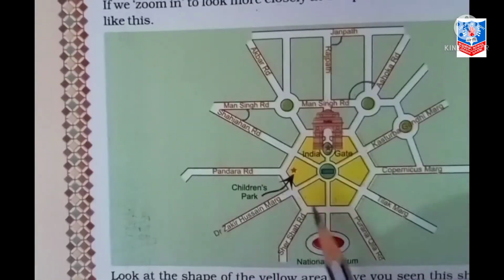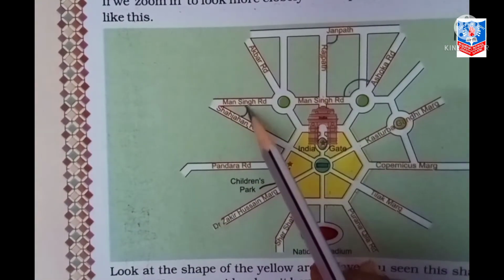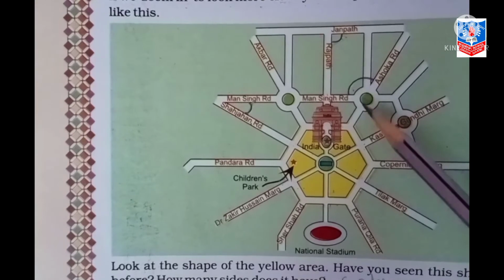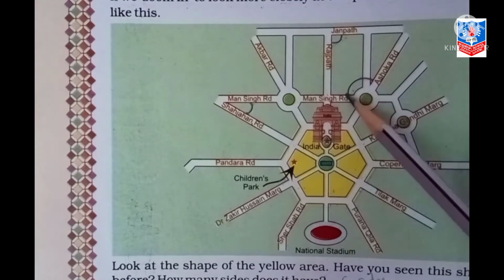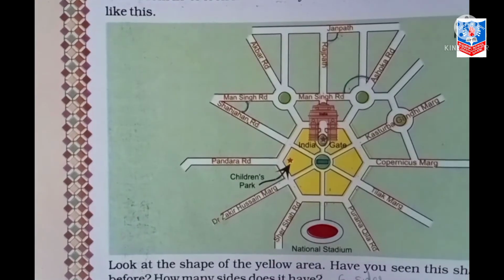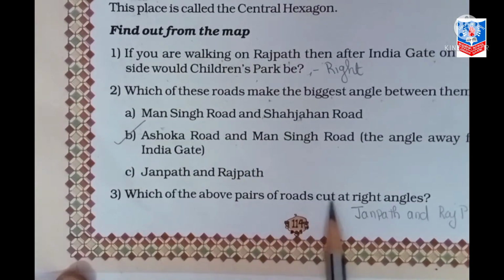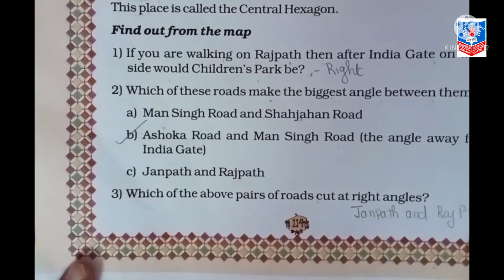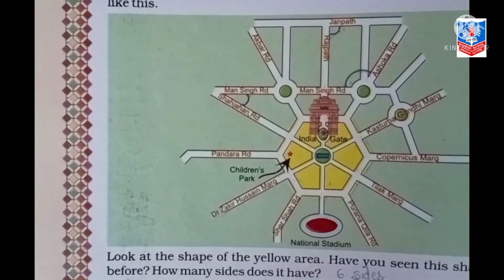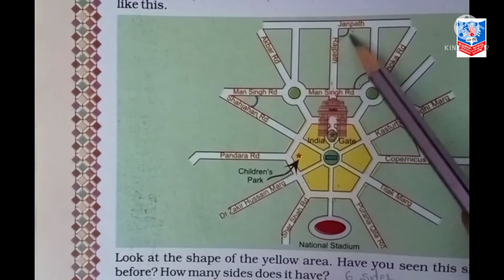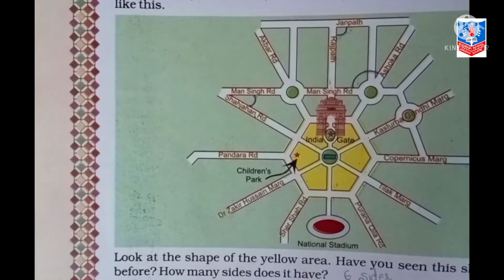Now see, this is an acute angle. And see, this angle is a right angle. So see, this is more than a right angle. That means which of these roads make the biggest angle between them? That is Ashoka Road and Mansingh Road. Understood? Now question number 3. Which of the above pairs of roads cut at right angles? Now you have to answer which roads cut at right angle. Now see, here you can see Janpath Road and Rajpath Road, that is cut at a right angle. Understood?